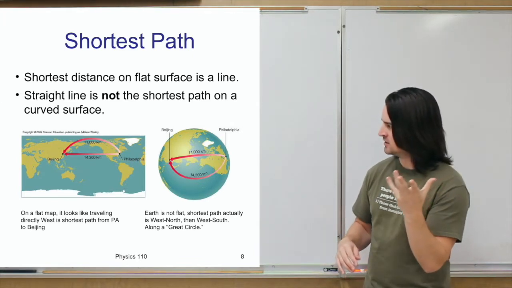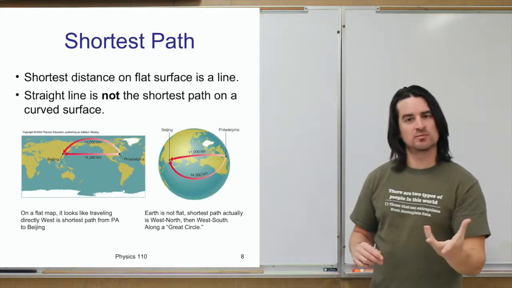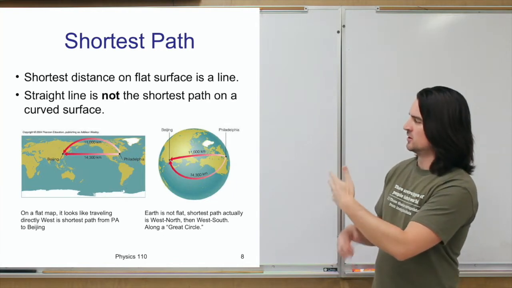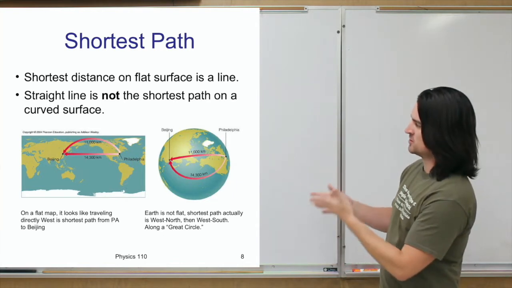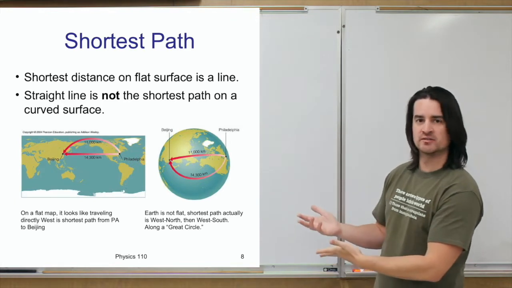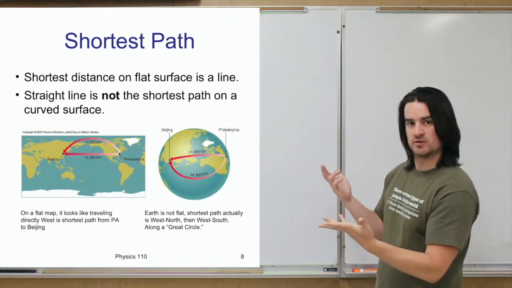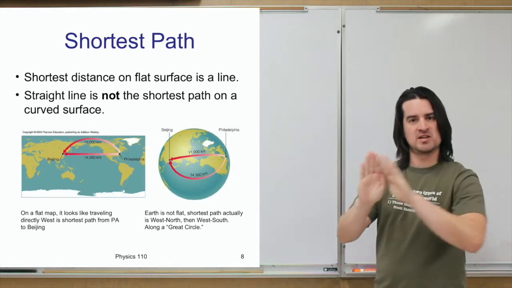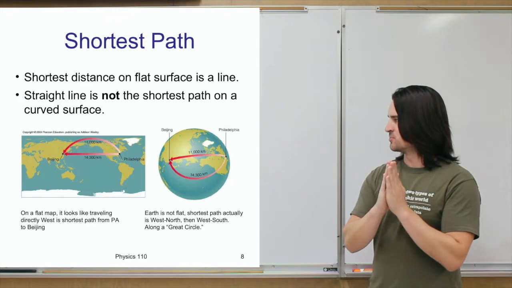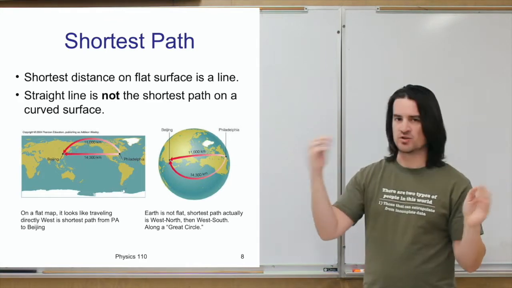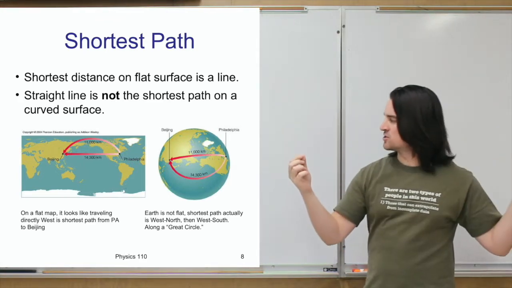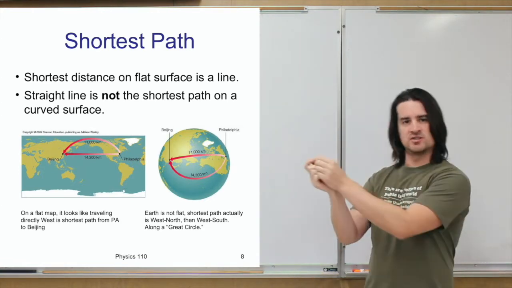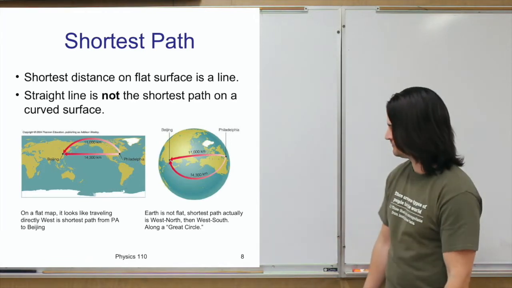And you've probably experienced this if you've taken long plane flights. One example is if you're trying to go from Philadelphia to Beijing, right? Halfway around the world. If you think of the Earth as just being a flat surface, it would make much more sense that the shortest distance between those two points is just to go straight west. Take off, go straight west until you hit Beijing. There you go, straight line.